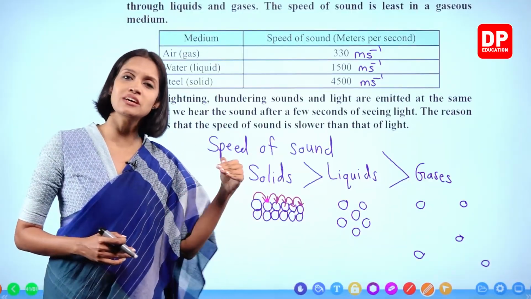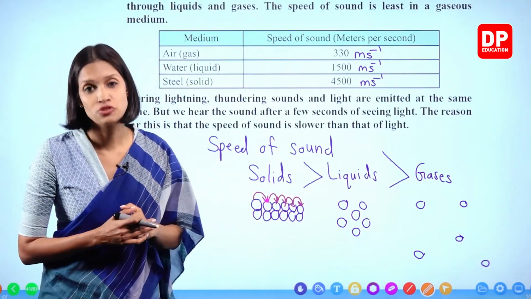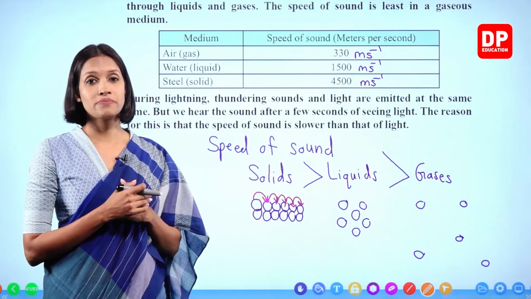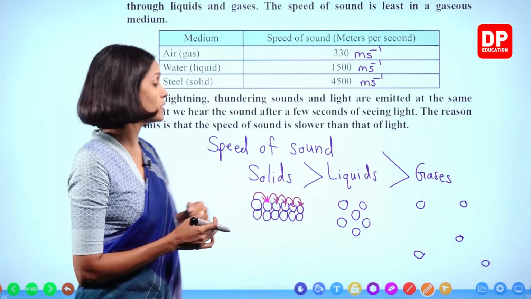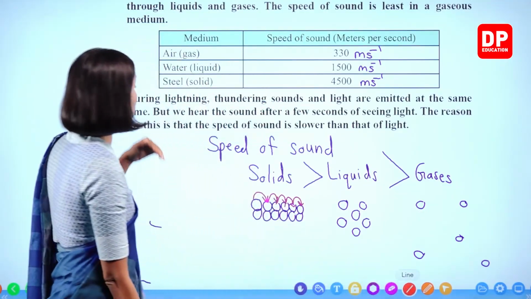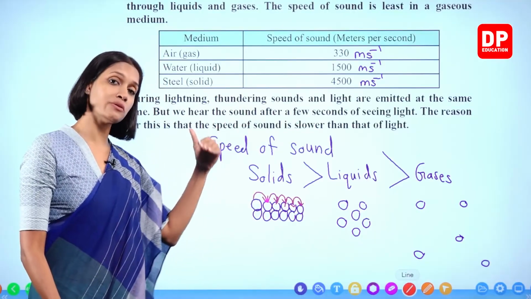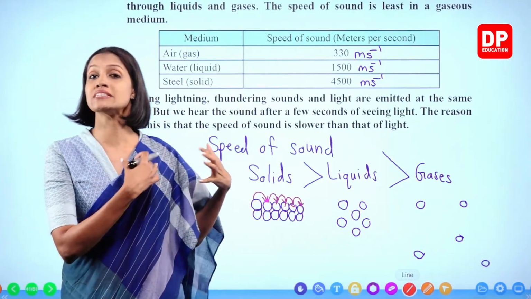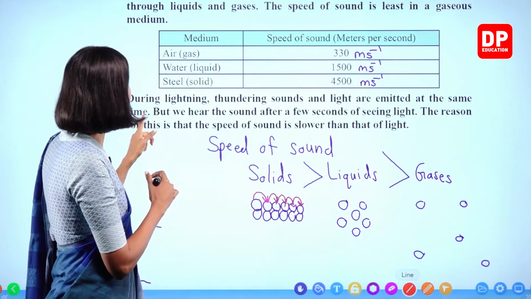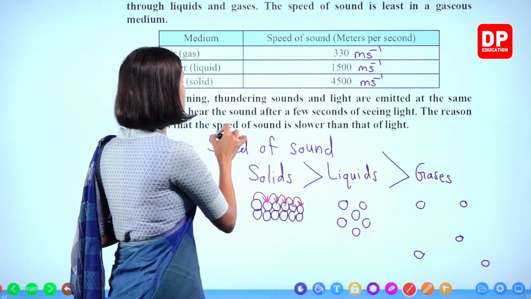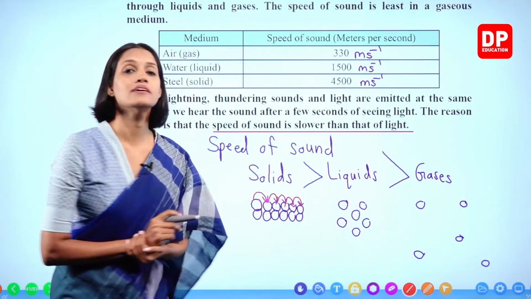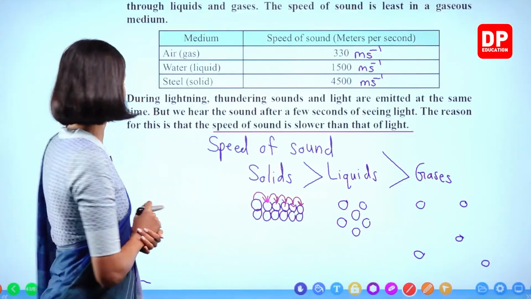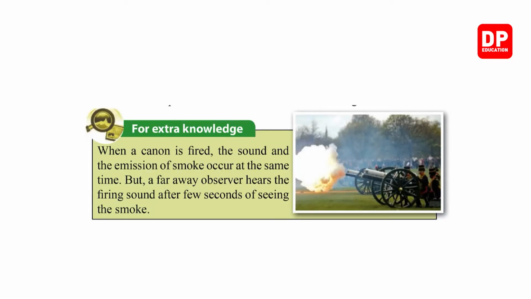With or without a medium, light travels faster through substances. Right, children? Light travels faster than sound. Okay? This is very important. We see the light first, we hear the sound a bit later, even though they both occur simultaneously. The reason is that the speed of sound is lower than that of light. Understood, children?